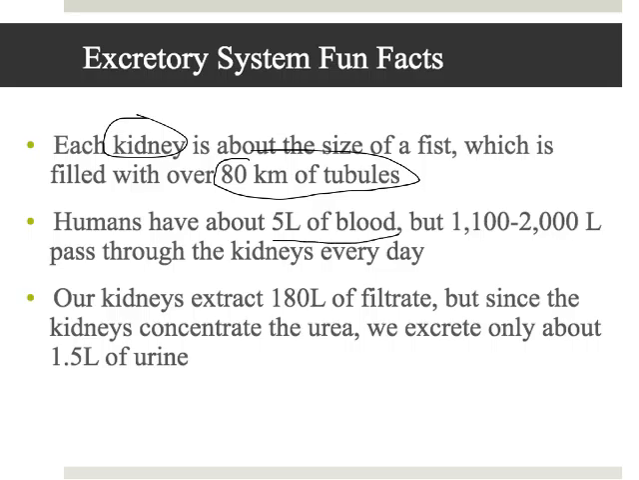Amazingly, we have 5 liters of blood, but it passes through your kidneys so many times that between 1,100 and 2,000 liters pass through the kidneys every day. Your kidneys work hard for your whole life. We're lucky if we're older and they're still working. And then finally, they pull out about 180 liters of filtrate, but because we return a lot of the water back to the blood, you only excrete about 1.5 liters of urine a day. So that's good. We're putting a lot of water back into our blood so it can be utilized by our body. So that's it for this unit, and I'll see you in the next one.